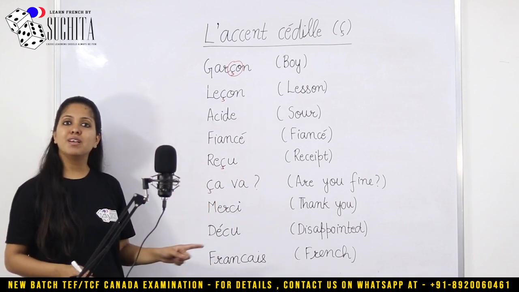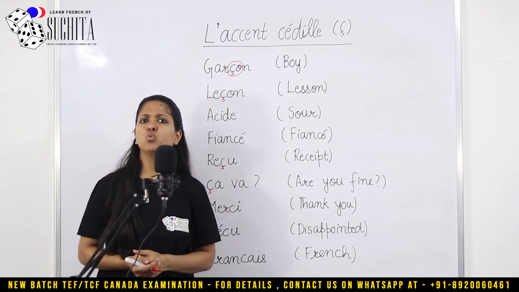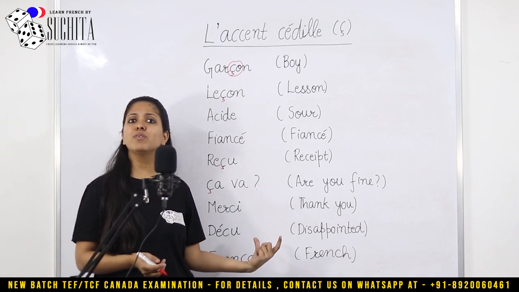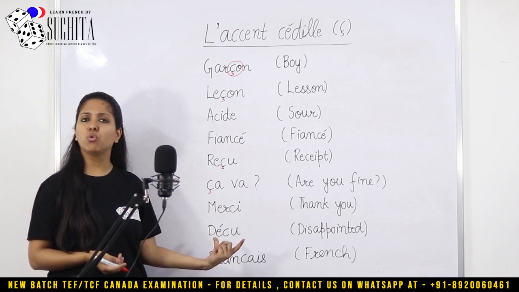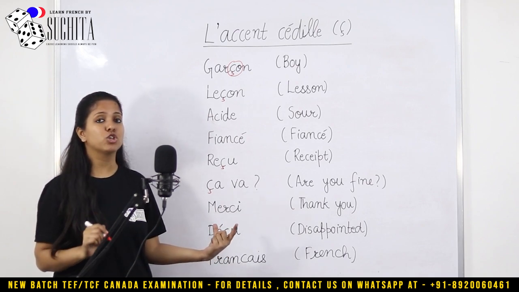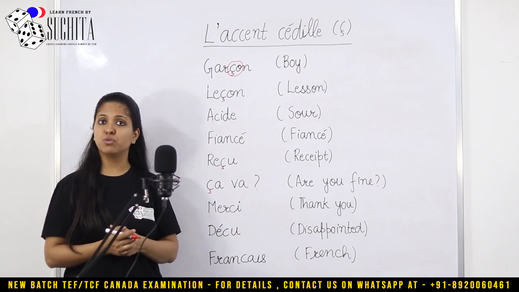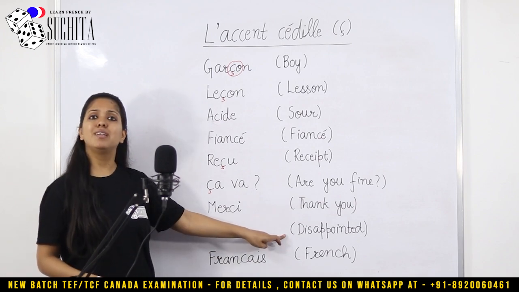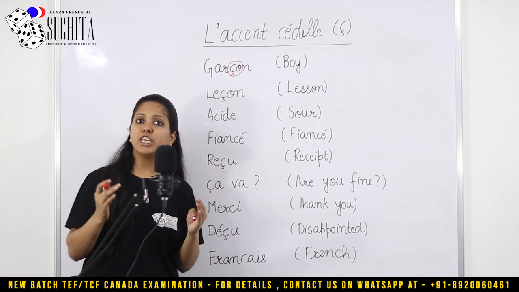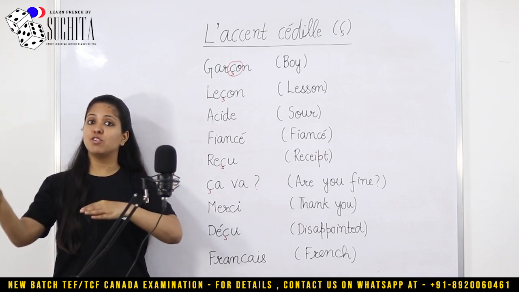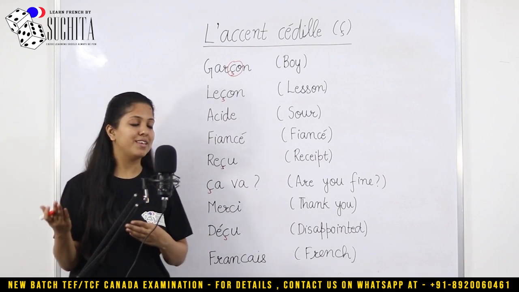The next one, CU. What is the pronunciation of CU? It is Q. So right now it is "dQ", which is not the correct pronunciation. The correct pronunciation is "déçu", which means disappointed. So for changing from "dQ" to "déçu", you need to apply this accent cédille.